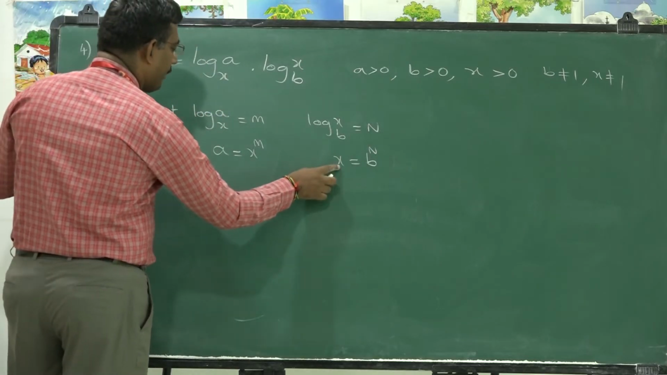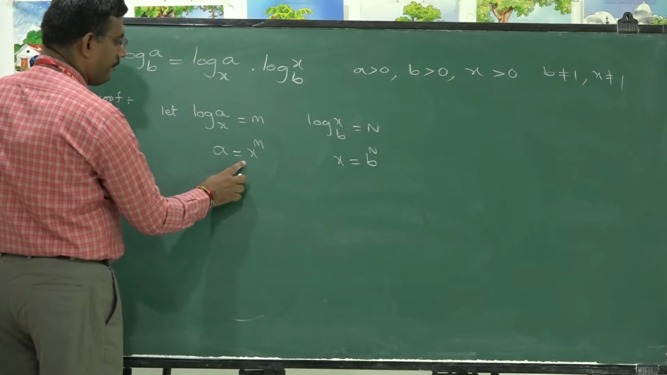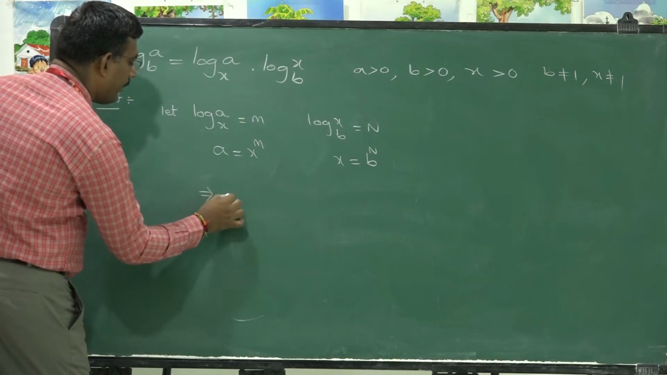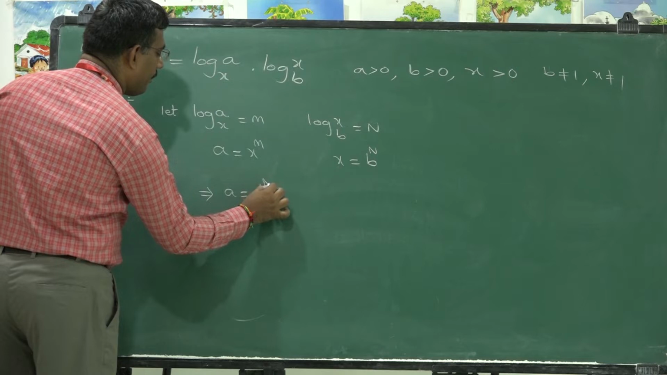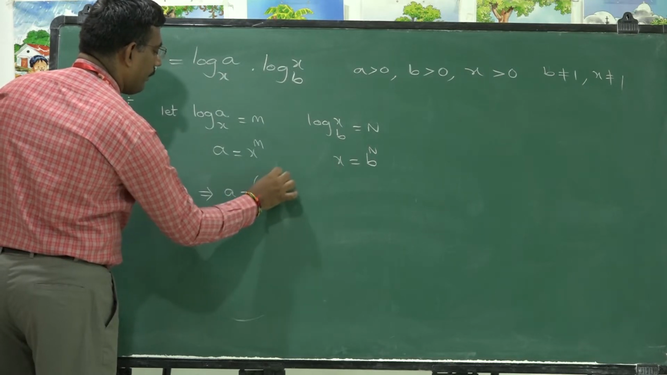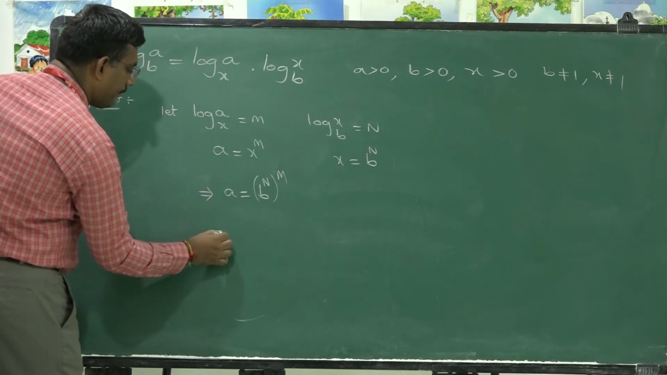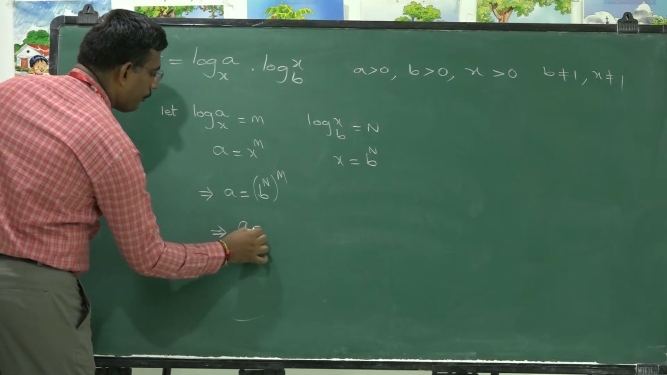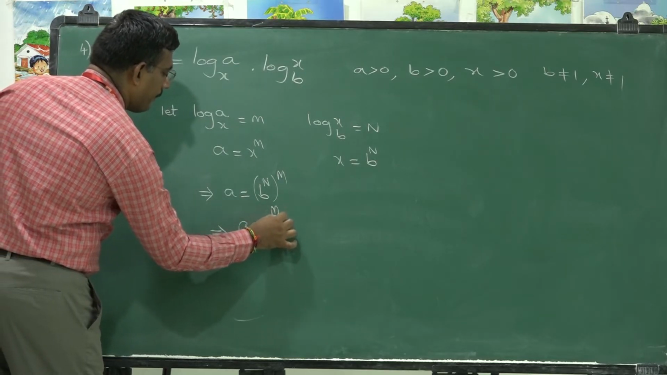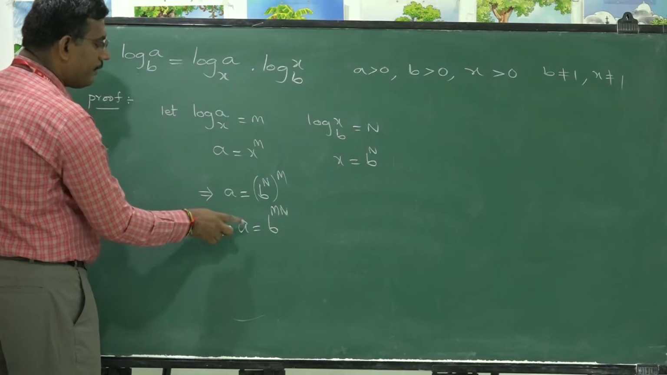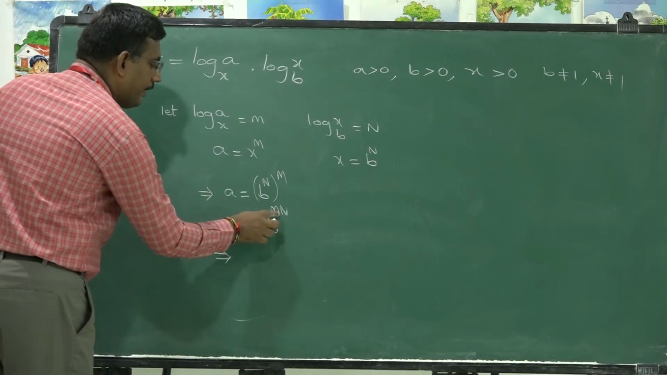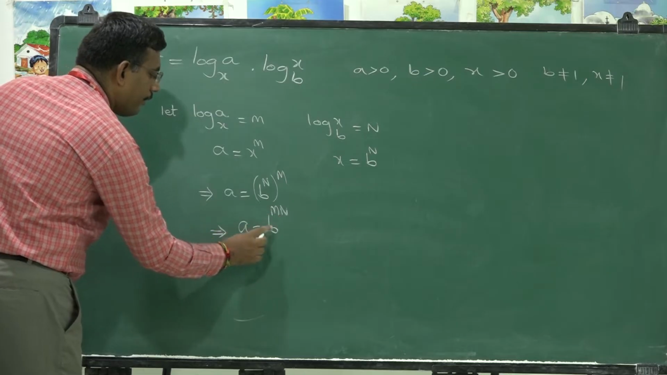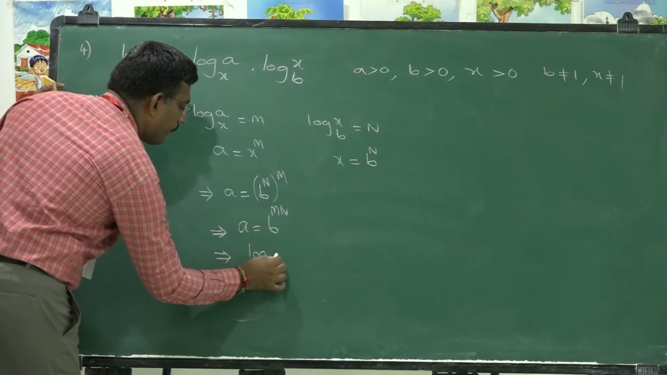So substitute x value in the first equation. That implies a is equal to b power n whole power m. That implies a is equal to b power mn. Now we convert this exponent form into logarithmic form. mn is called logarithm of a to the base b.